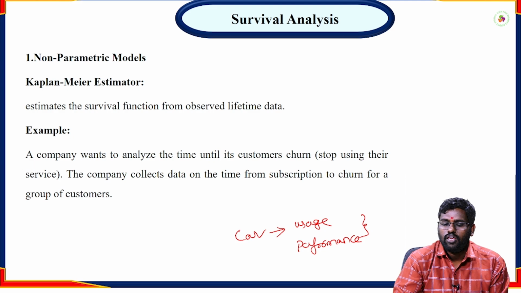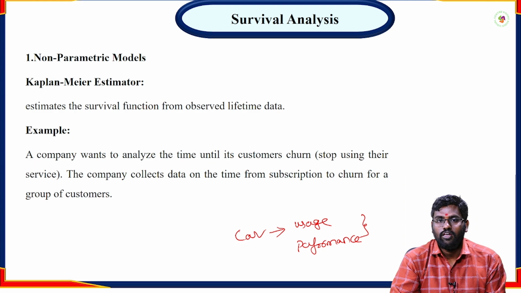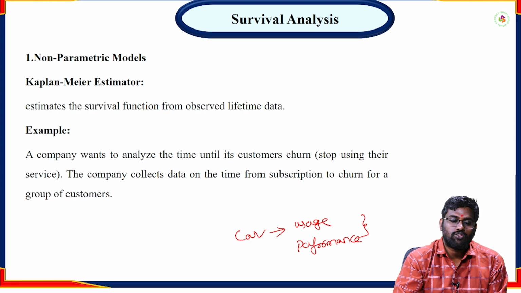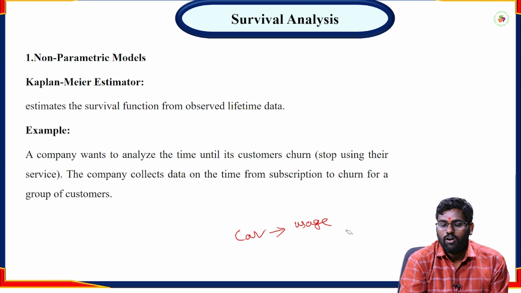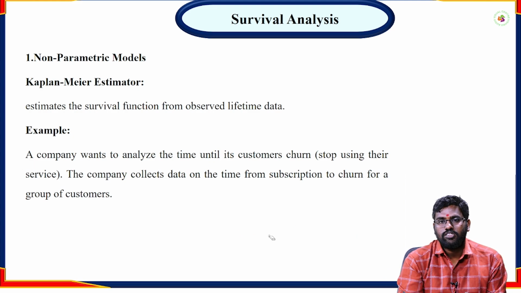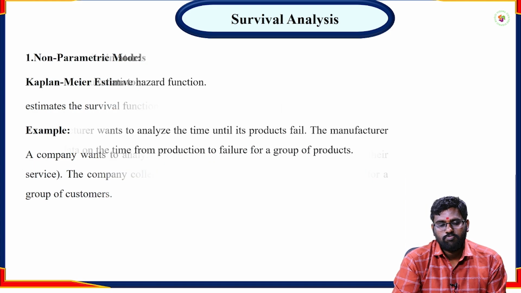In case the car usage is very heavy and they are not using it in the normal way, but under heavy conditions, the car lifetime will change based on our conditions. So that is called the Kaplan-Meier estimator. Based on the conditions, the example will occur.